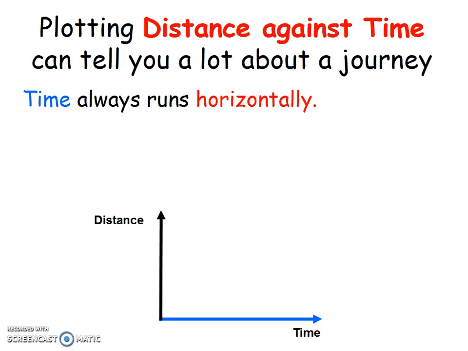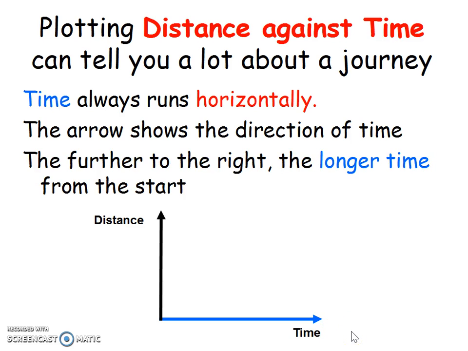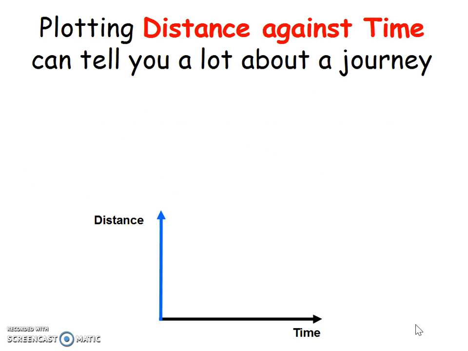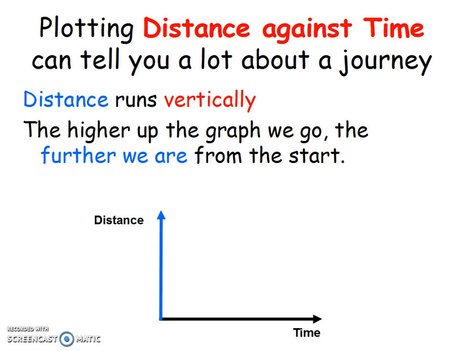Whenever we're looking at these graphs, know that time always runs horizontally. That arrow that you see here in the blue shows the direction of the time. The farther to the right that you go means the longer time it is from the start, which, remember, time is always moving, and we'll get into that in a minute. Distance is going to be the opposite line here, and it's going to run vertically. Same thing with time, the farther you go up, the farther distance you are from the start.